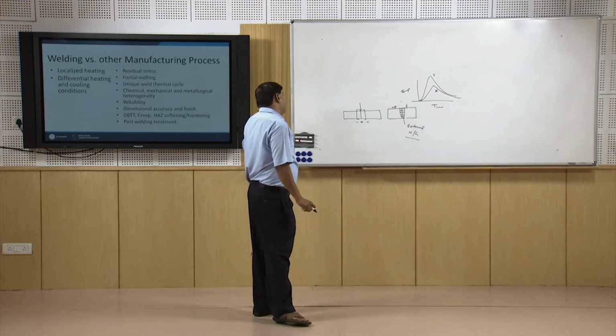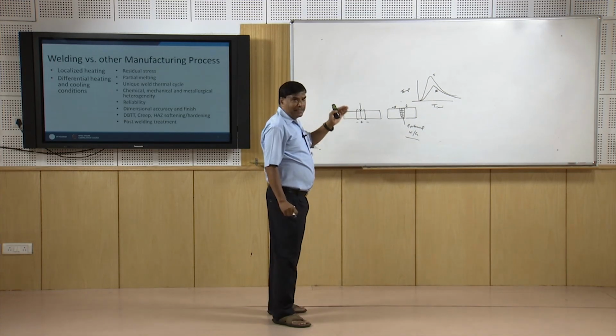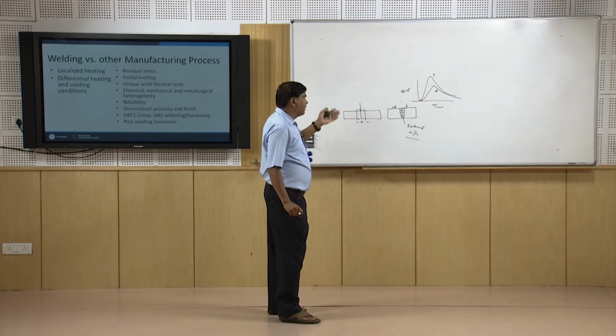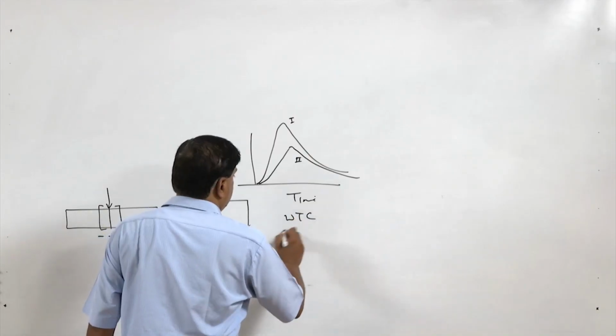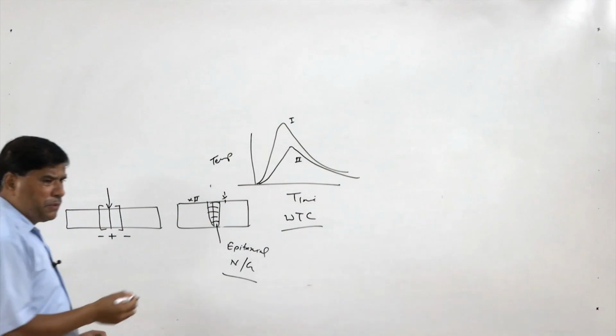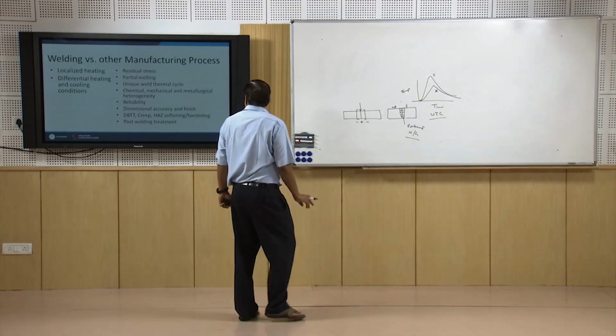Since each point offers a unique variation in temperature as a function of time, we say that the weld thermal cycle experienced in the joint is very unique. It varies with the location of the point.